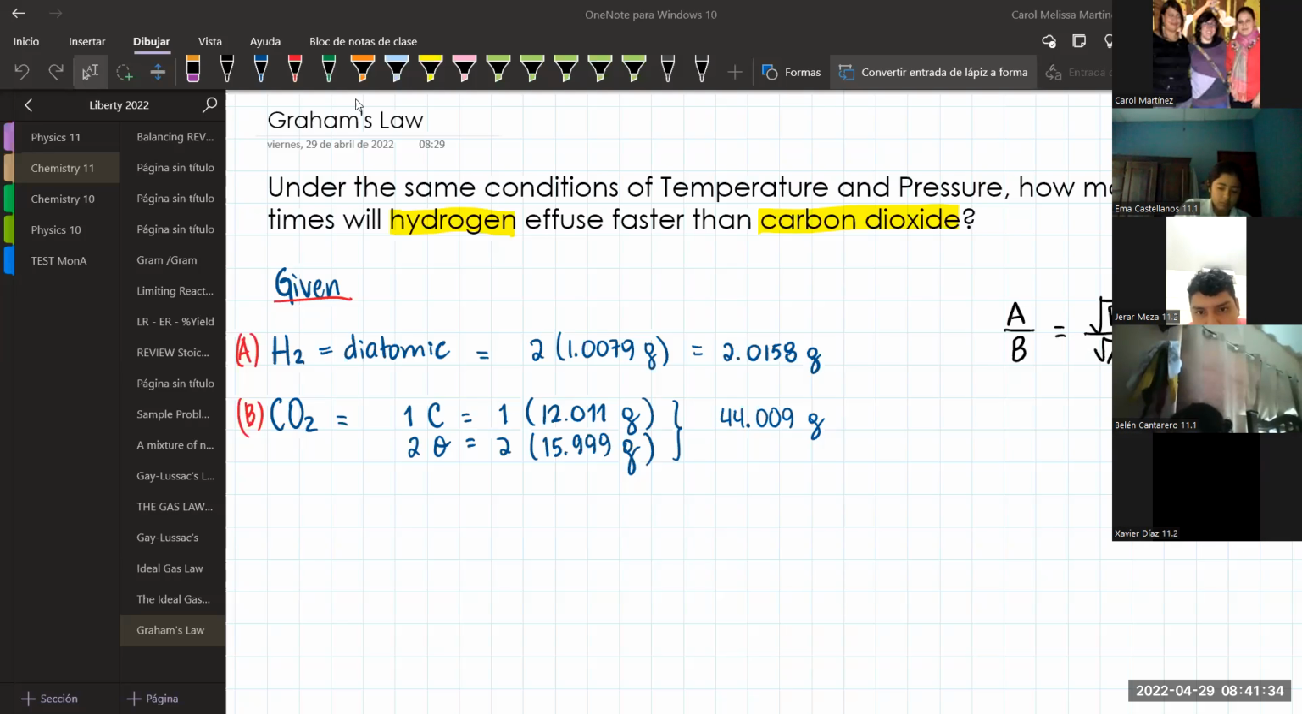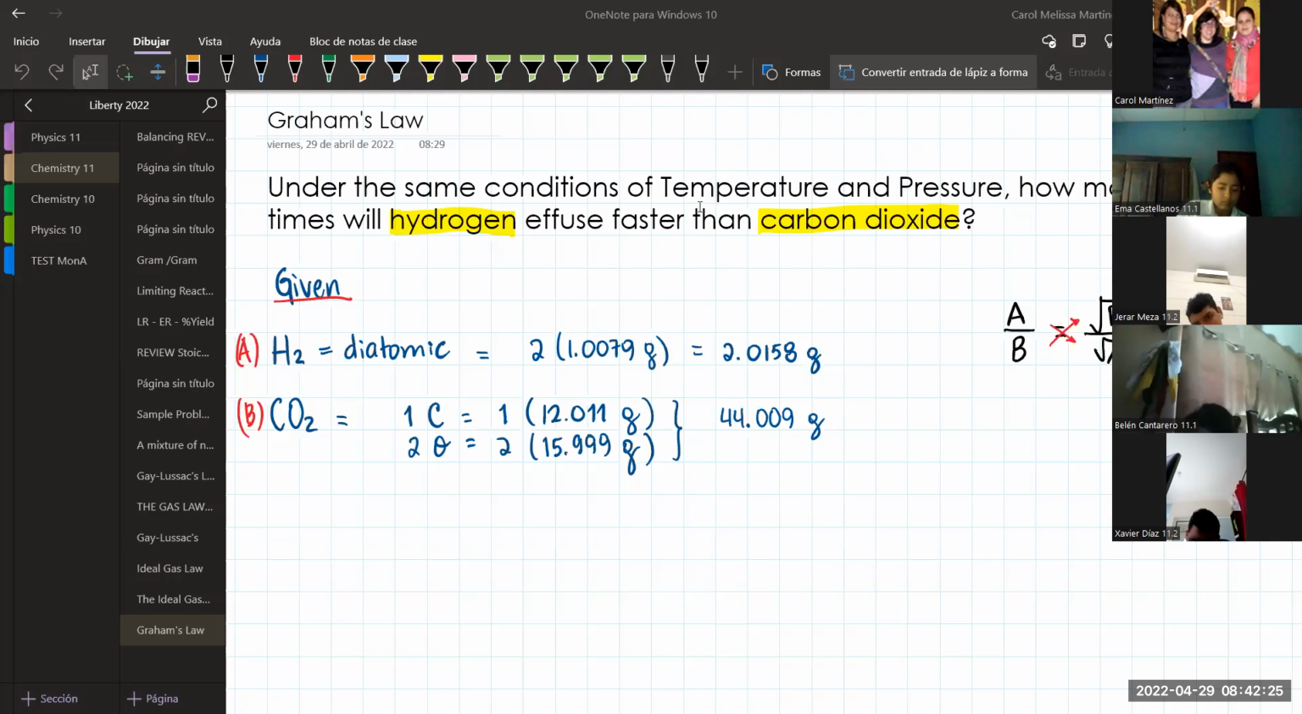Remember that this information is crisscrossed. A and B depend on the question. This question says, how many times will hydrogen diffuse faster than carbon dioxide? How many times? How many times faster? So, in other words, I want to know how much faster hydrogen is compared to carbon dioxide.